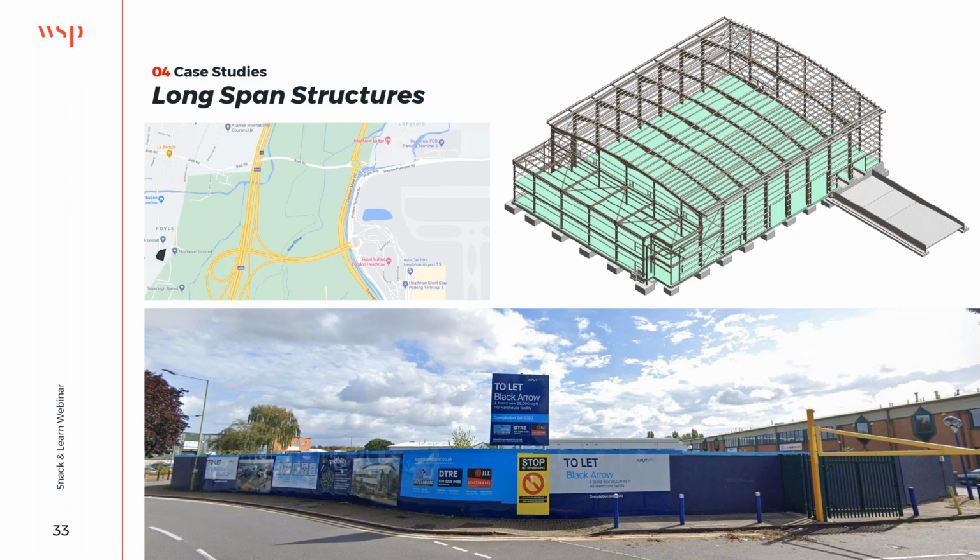WSP did a whole life cycle carbon exercise for them in previous studies to identify how much carbon they were producing via each one of these developments, and in doing so, they then put that back into a fund to make sure on the next ones that they weren't emitting as much carbon as they were. So this is a 40-meter span portal frame, 26,000 square meters of warehouse.